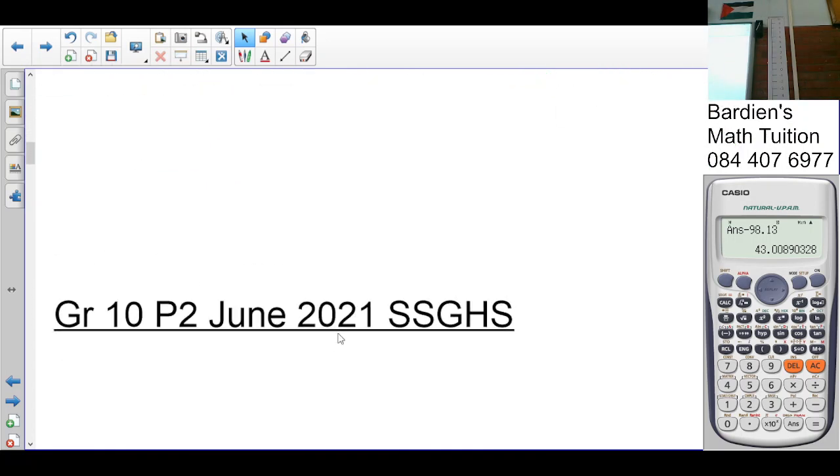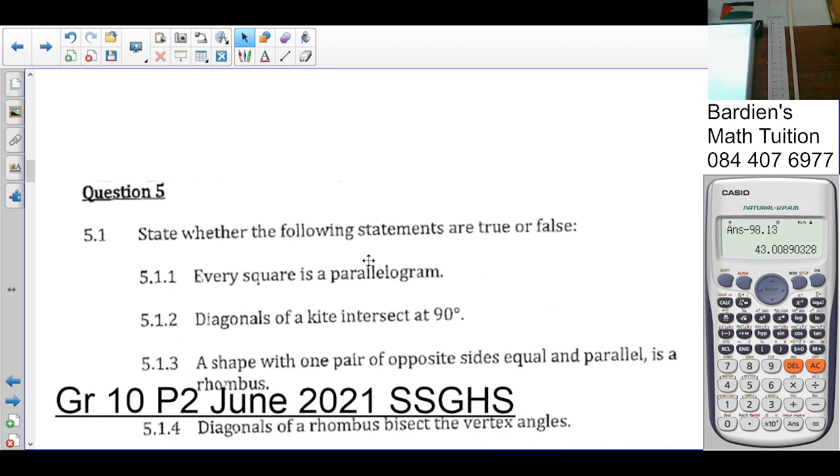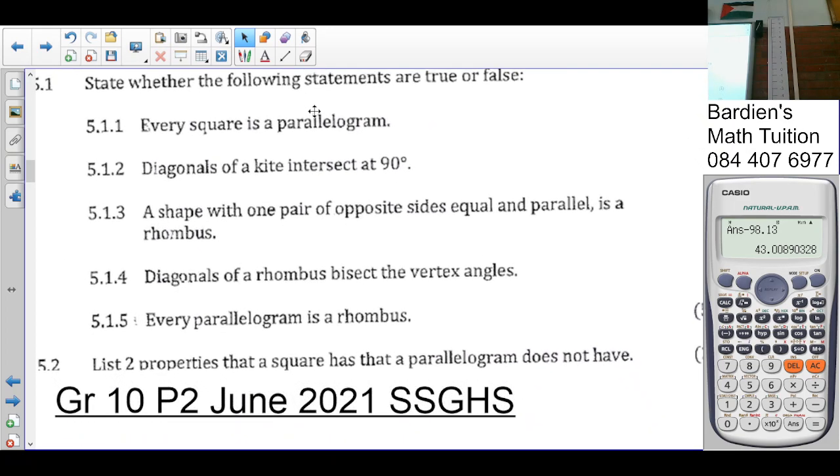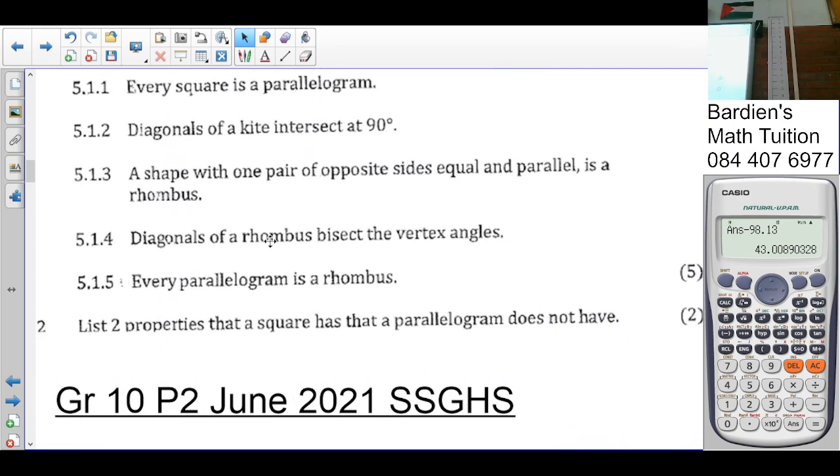Okay. Question 5. State whether the following statements are true or false. Every square is a parallelogram. True. Why? All the properties that are evident in the parallelogram you'll find in the square. But not every parallelogram is a square. Why? Because not all the properties of the square are evident in the parallelogram.